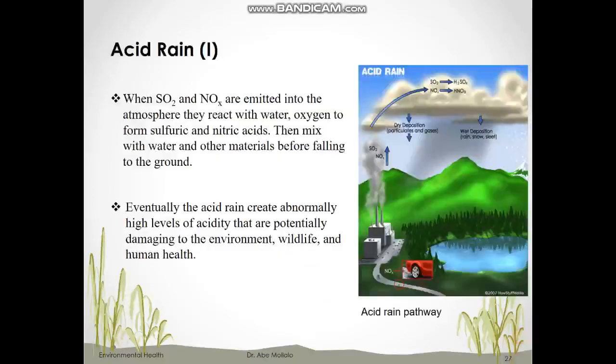One of the consequences of air pollution is acid rain. Acid rain occurs when sulfur dioxide and nitrogen dioxide are emitted into the atmosphere. They then react with water and oxygen and form sulfuric acid and nitric acid. With rainfall and snow, they settle on the ground, which is also known as acid rain.